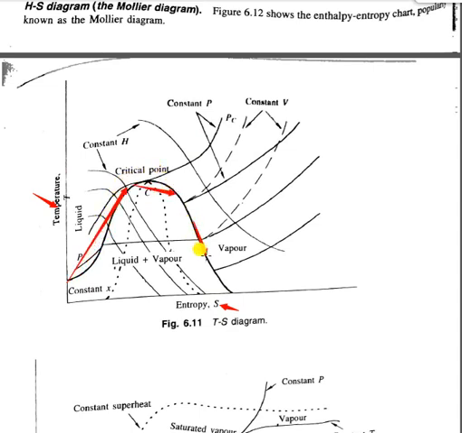Here, point C is the critical point. Below the critical point, the region is liquid, in the middle it is liquid plus vapor, and the outer part is vapor. So if we draw the line, all of these are liquids.